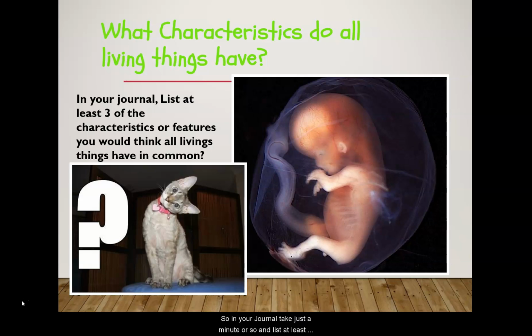So in your journal, take just a minute or so and list at least 3 of the characteristics or features you would think all living things have in common. Look at the fetus picture, the cat, think about trees, grass, bugs, all living things. What are some of those things that we all have in common? List those in your notes section at this time.